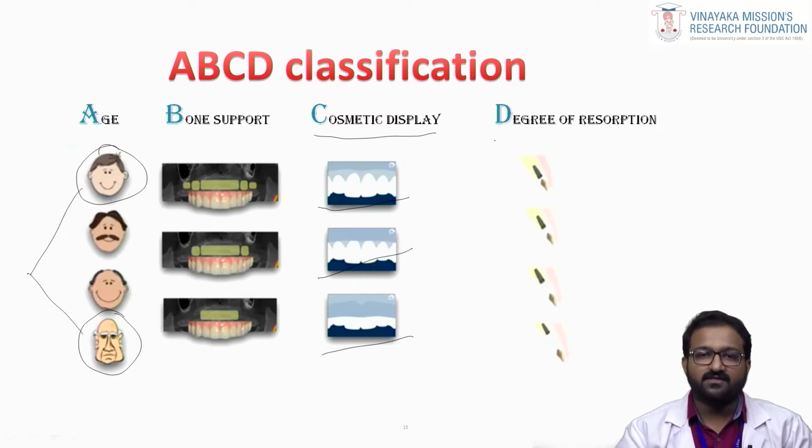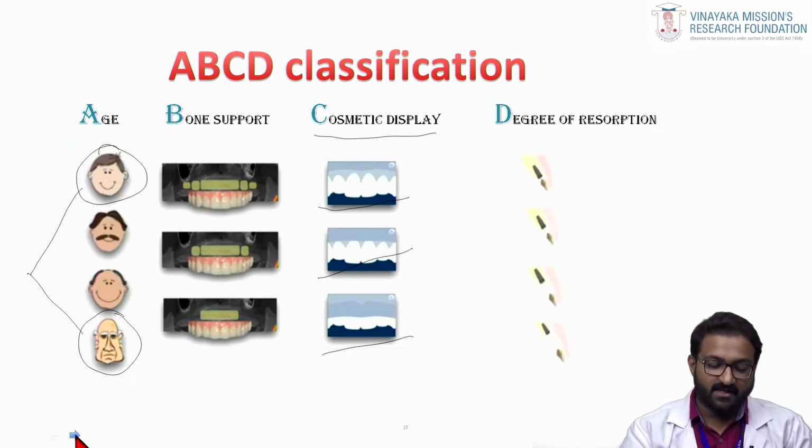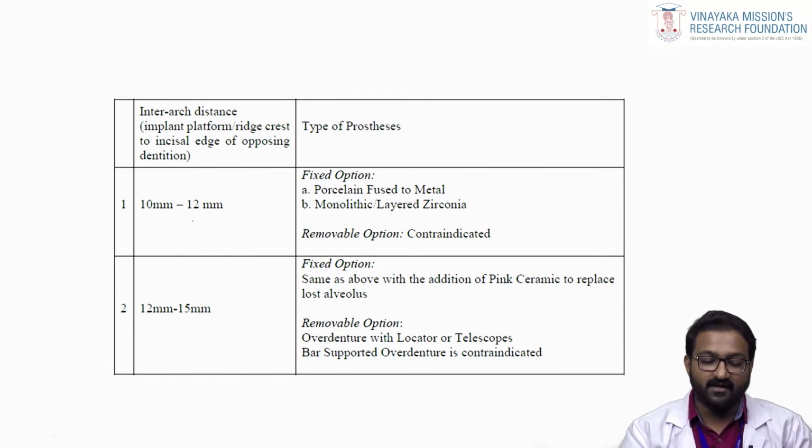The fourth one is degree of resorption. There are a lot of indications for selecting the implant prosthesis according to the degree of resorption. If the patient has an inter-arch distance of 10 to 12 mm, you can always go for a fixed option, which involves FP1 prosthesis and FP2 prosthesis. In the removable option, it is contraindicated. Why it is contraindicated is there is less amount of inter-arch space. So the veneer material, that is your acrylic or the ceramic material, has very less thickness.